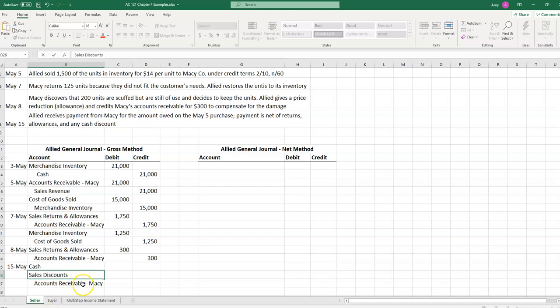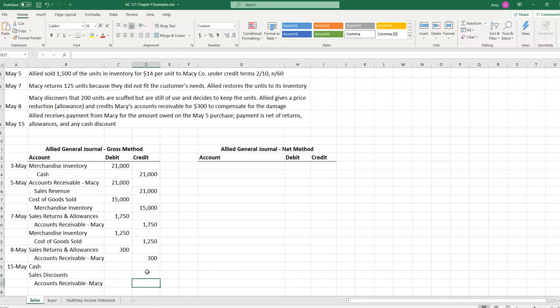Sales discounts is a contra sales account, just like sales returns and allowances. So what is the amount that Macy has left in their accounts receivable? We started with $21,000. We subtracted $17,000 and then subtracted $300. So what we have left at the end of the month is $18,950. On that, they paid within 10 days, so they get a 2% discount. So if we take this times 98%, because that removes that 2% discount, that's the cash amount.